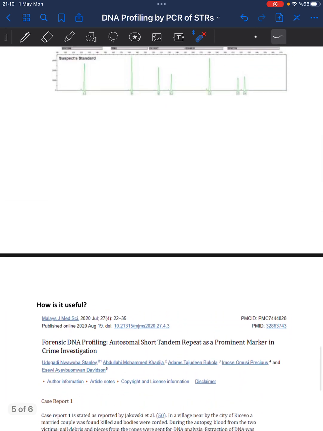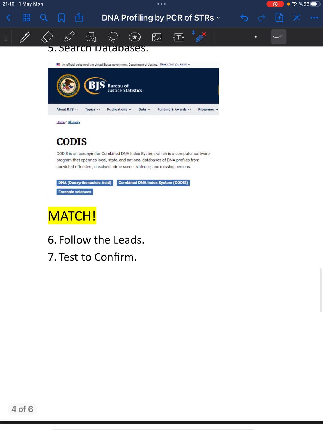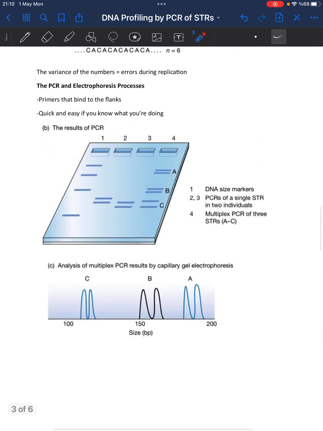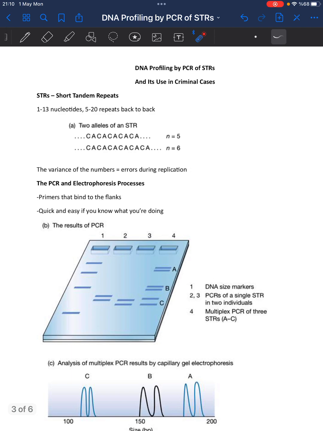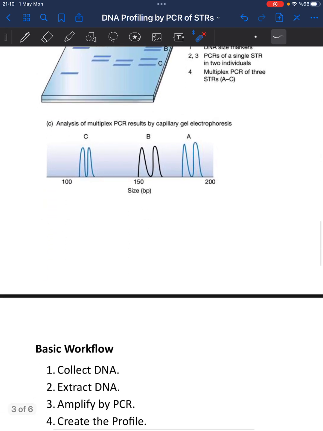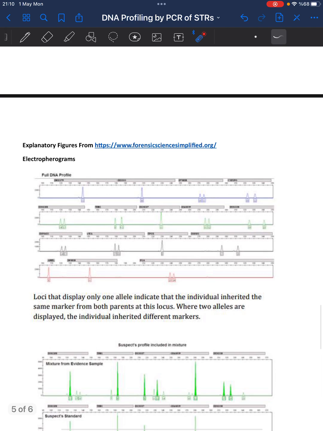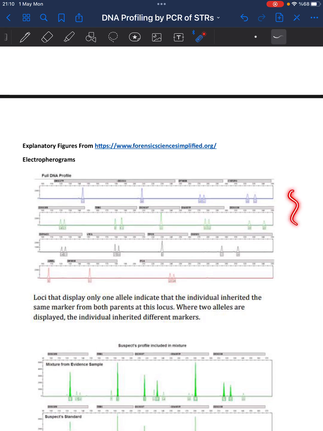So that's pretty much it. It's a really cool thing to work with, in my opinion, because it is so easy. Like, there are some nucleotides that are just repeated, and then that makes it your fingerprint, just like this, a molecular fingerprint.